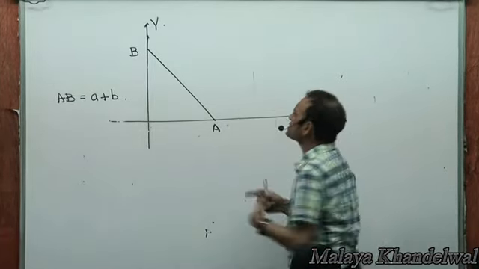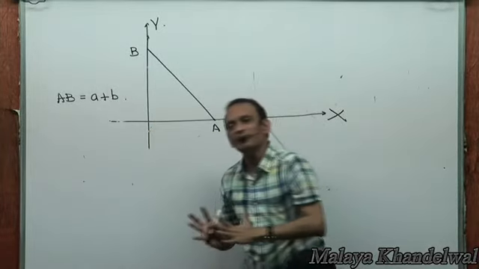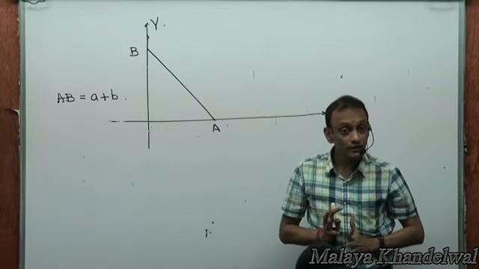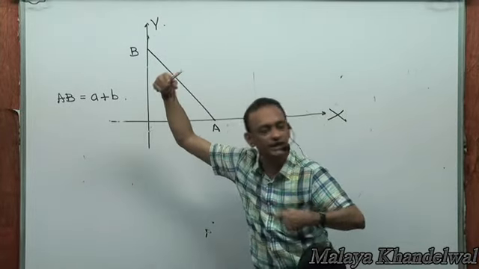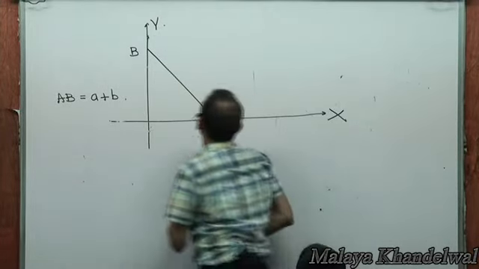That means, as far as the length of the ladder is concerned, that's going to remain a plus b. Yes or no? The length of the ladder will not change. We'll assume it's a rigid ladder, its length will remain constant, right?